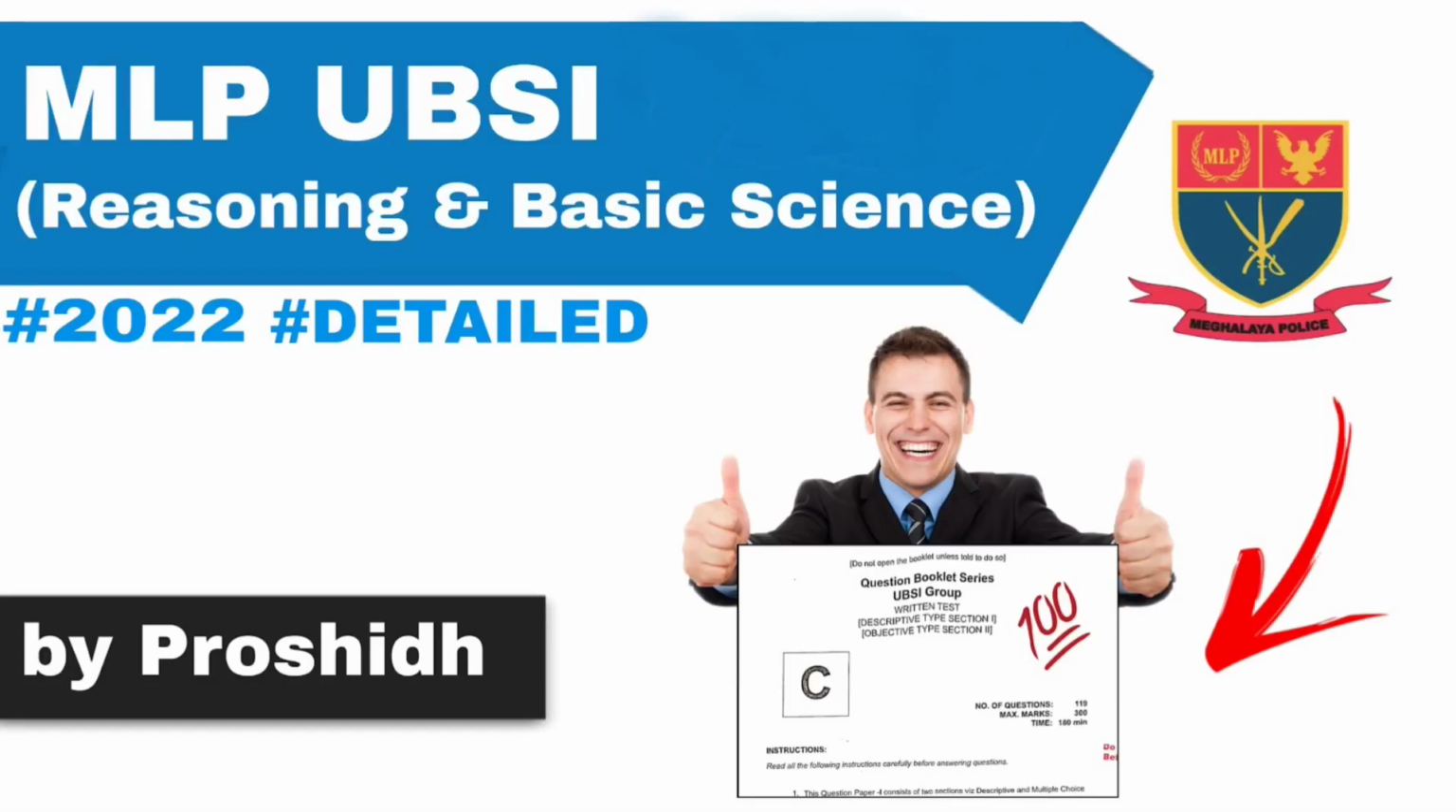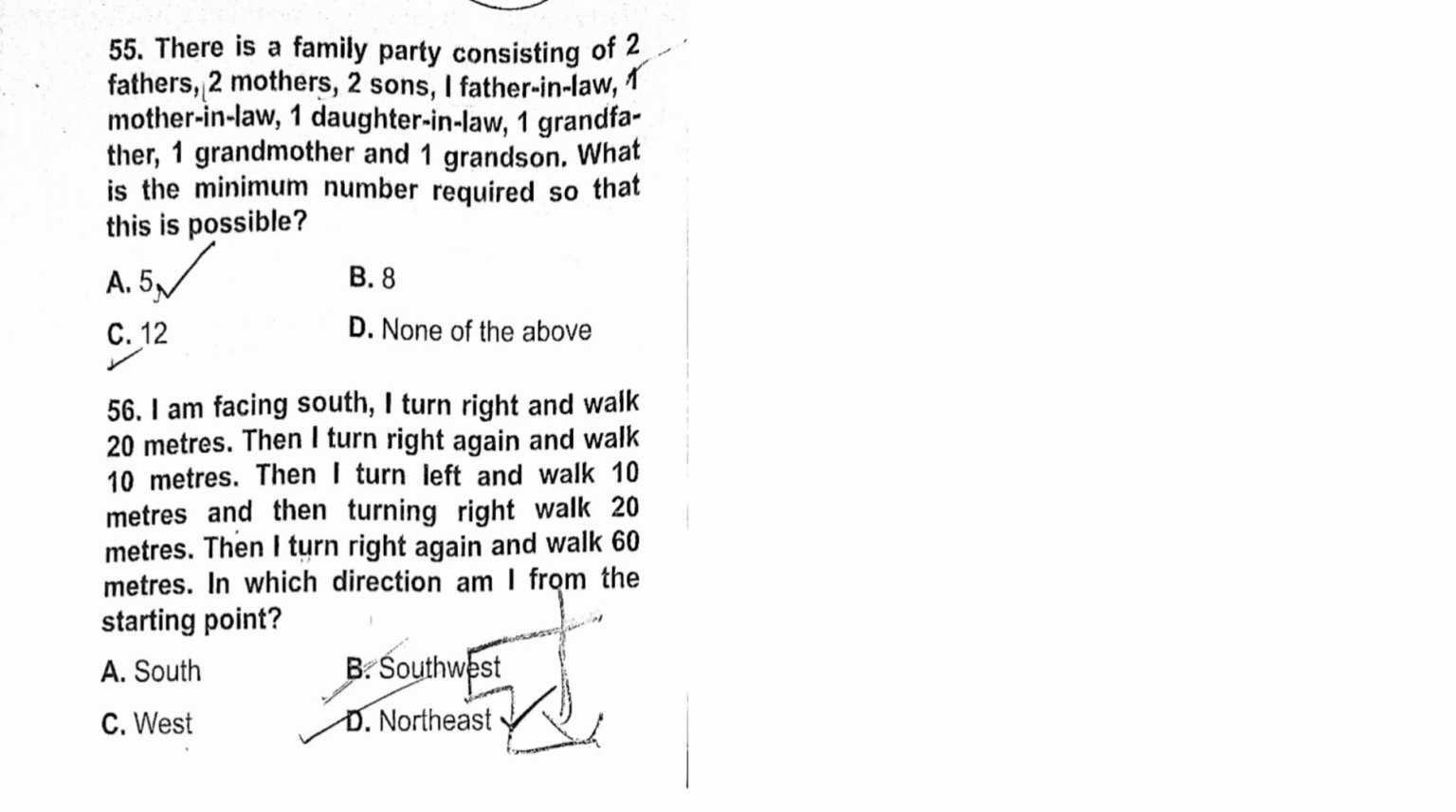Today in this video we will solve the reasoning and basic science part which was given in the UBSI paper 2022. So let us go ahead. If you see the reasoning part of UBSI this year, I would say it was of moderate level. The questions were pretty good. So let us go ahead and solve the problems one by one.